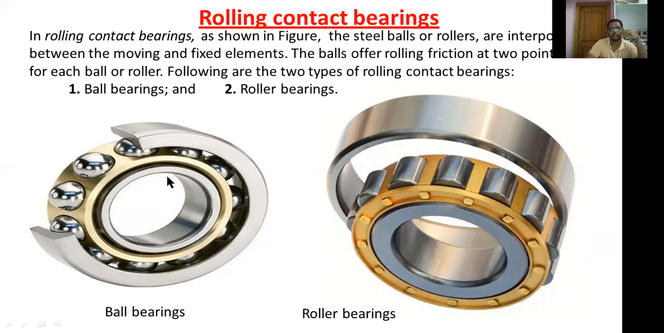The balls or rollers offer rolling friction at 2 points for each ball or roller. Here are the two types of rolling contact bearings. The first one is ball bearings, these are examples of ball bearings, and the second one is roller bearings. This is an example of roller bearings.